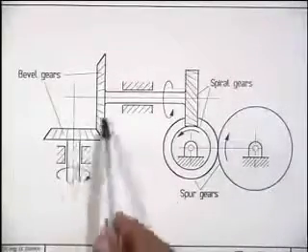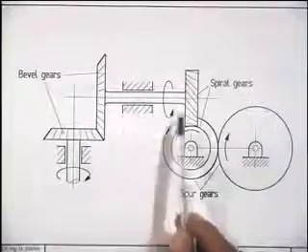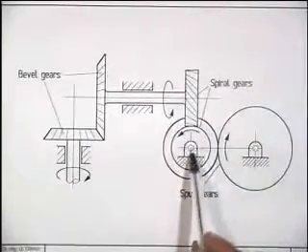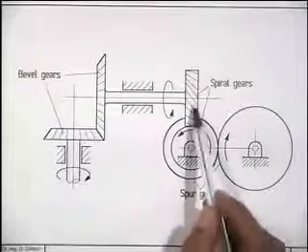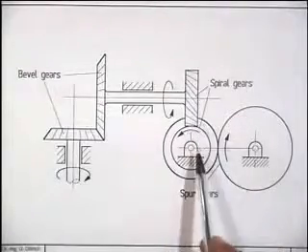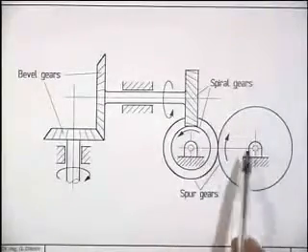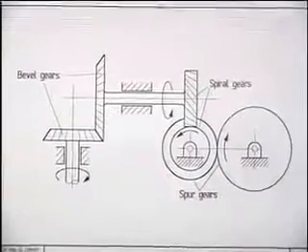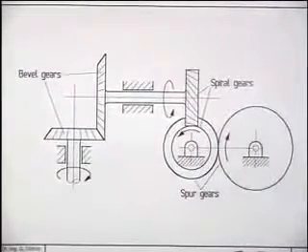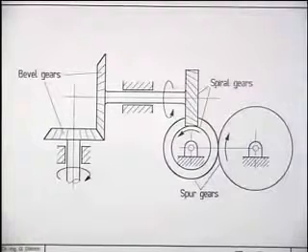So this pair of bevel gears connects these two shafts. This shaft and this shaft, which is skewed, are connected by a pair of cross helical gears, and these two parallel shafts are connected by a pair of spur gears. So this shows you an example of a typical gear train.